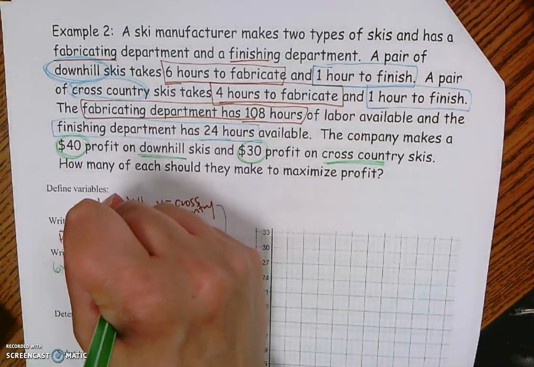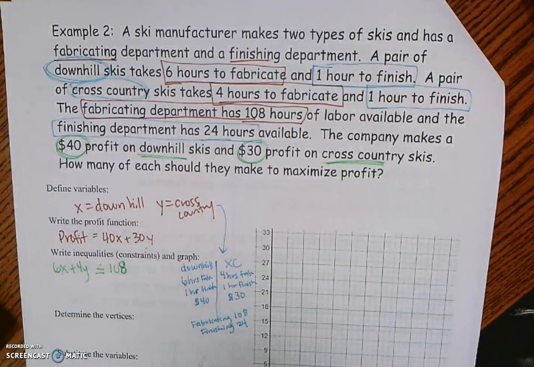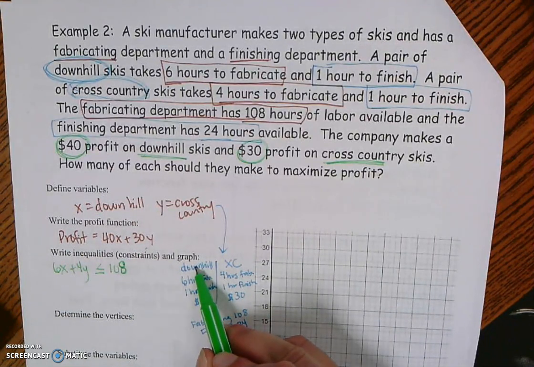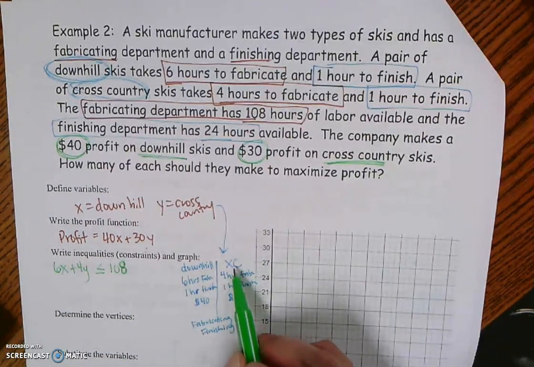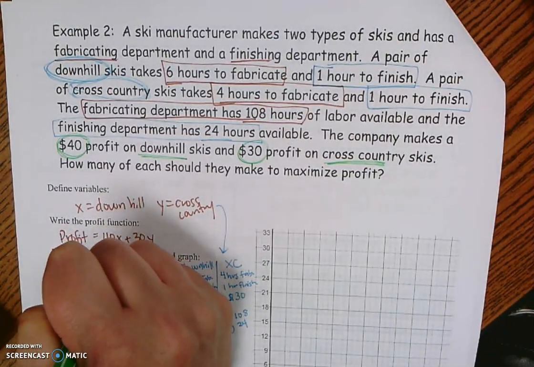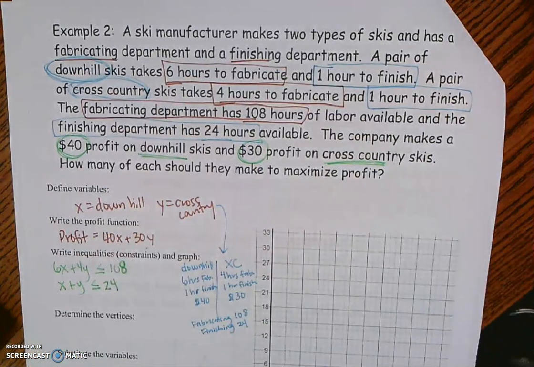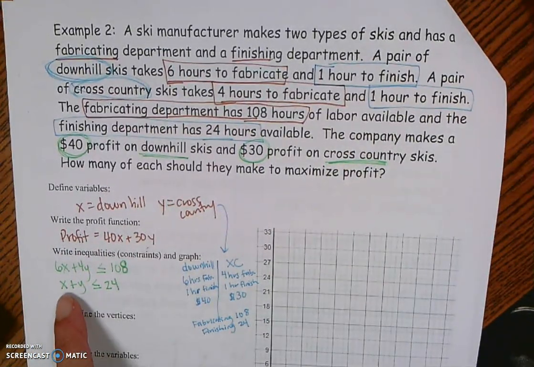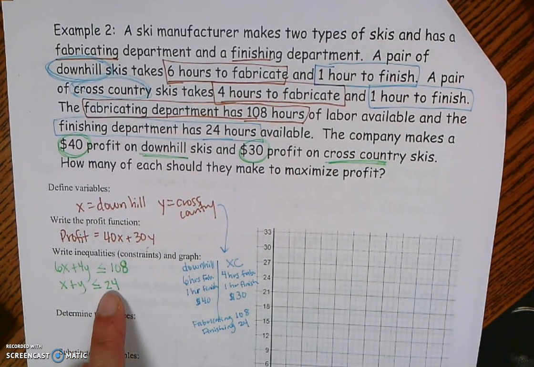Then I'm going to write an equation on finishing. 1 hour of finishing for downhill, 1 hour finishing for cross country. 1x plus 1y is less than or equal to 24. And again, my total is 24. I can use all 24 or I can use less than 24. I'm not required to use them all. I'm definitely not going to go over 24.